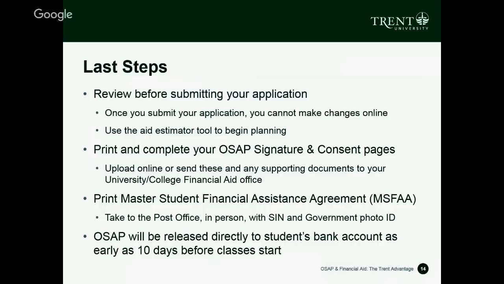It's your loan document. The Master Student Financial Assistance Agreement is the only thing that goes in another direction. The student has to take it in person to the post office with their SIN card and their government photo ID. The post office is going to verify their identification and send that loan paper off to the loan servicing center on the student's behalf. So just be really aware of that. That one is going in another direction. We get a lot of students whose OSAP doesn't get released because that Master Student Financial Assistance Agreement hasn't made it to the loan servicing center. So keep an eye out for that one.